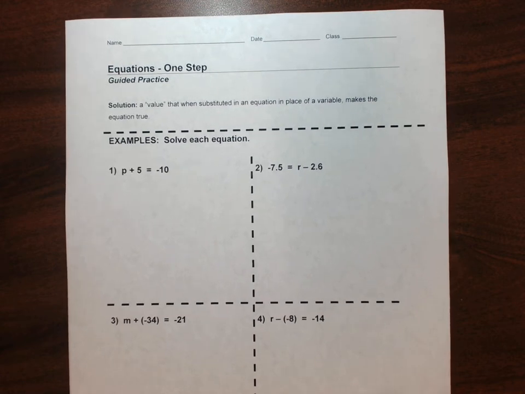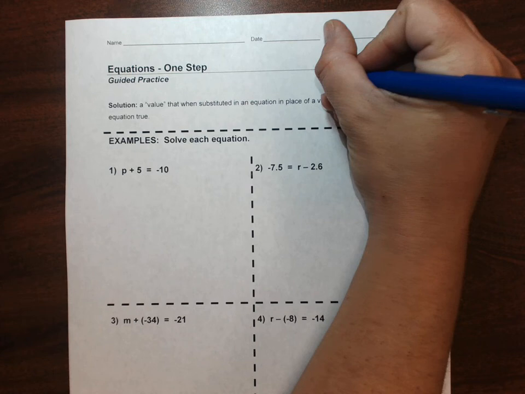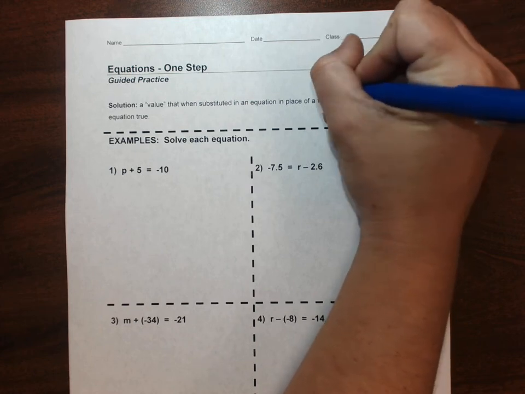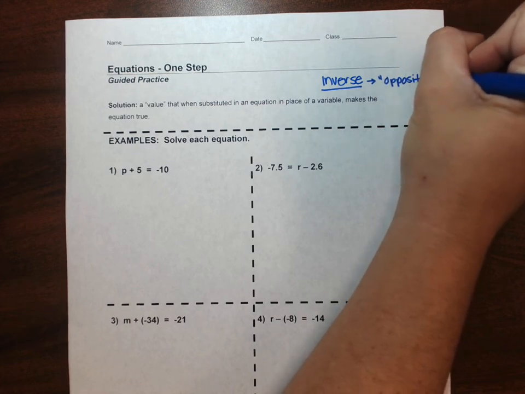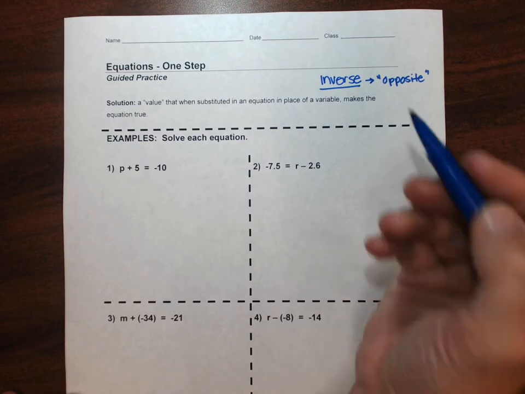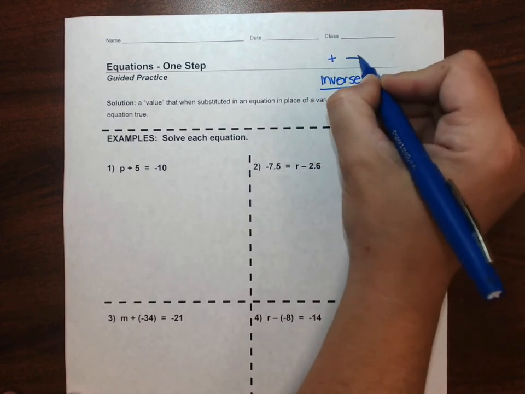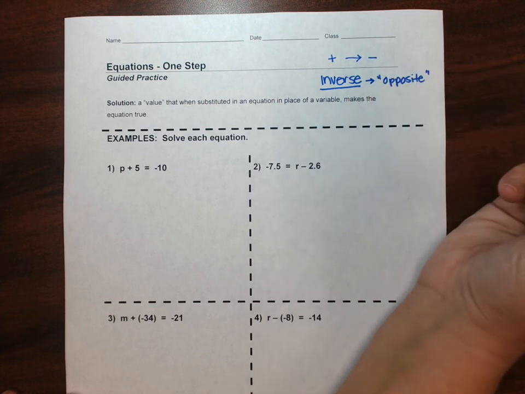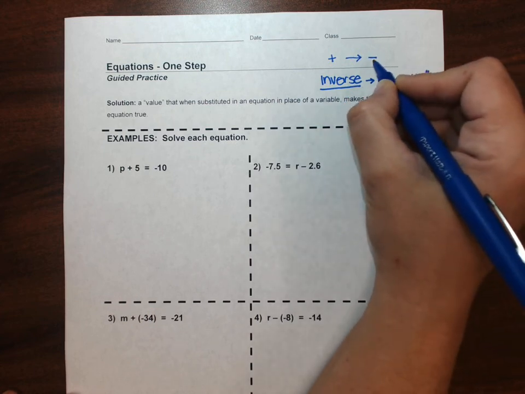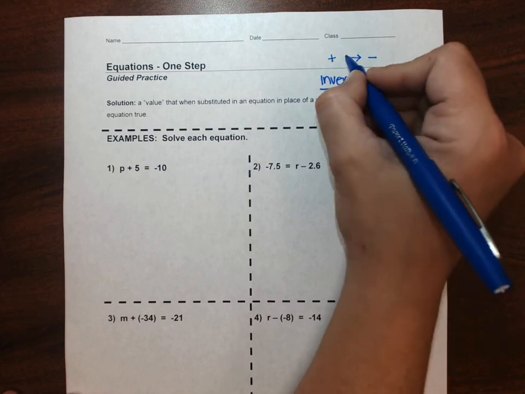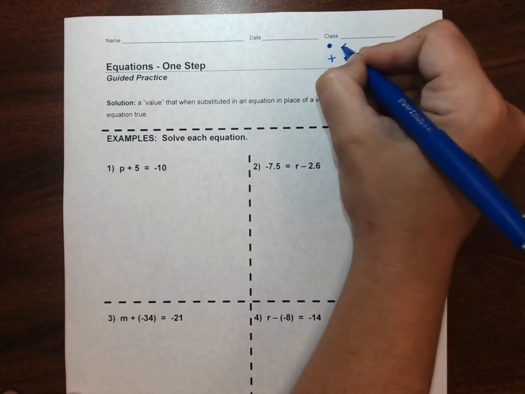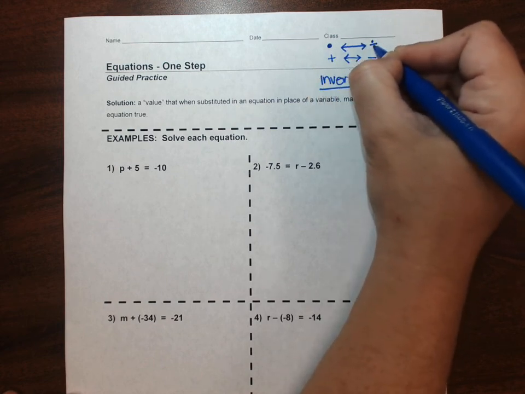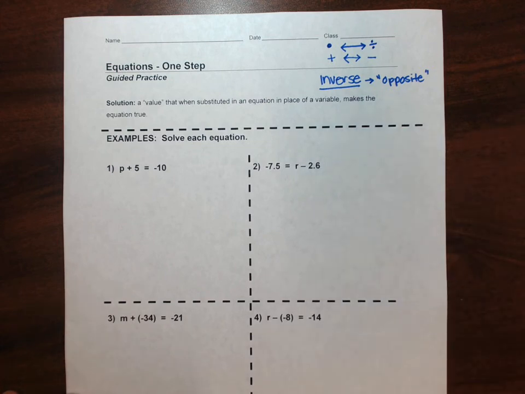So here, what I want you to do is understand the word inverse. Inverse is a fancy word for the opposite. Okay, so if I said, what's the opposite of addition, you would say subtraction. And if I said, what's the opposite of subtraction, you would say addition. What's the opposite of multiplication? That would be division. And what's the inverse of division? That would be multiplication. Okay?